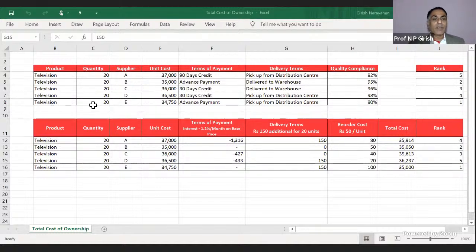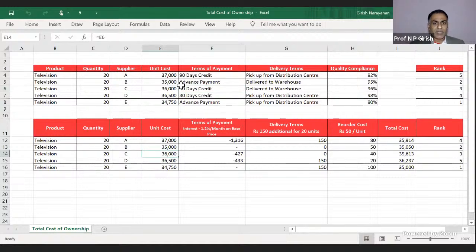Now we are talking about buying 20 television sets from 5 potential manufacturers, and this is the unit cost with each one. Each and every one is giving different terms of payment. Company A is giving 90 days credit. B is asking for advance payment. C is talking about 30 days credit, and so on.